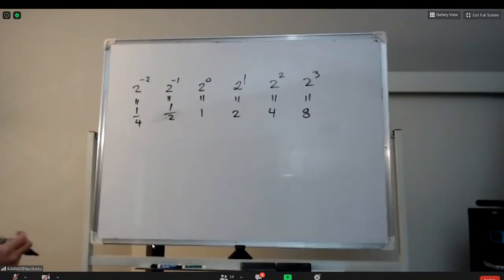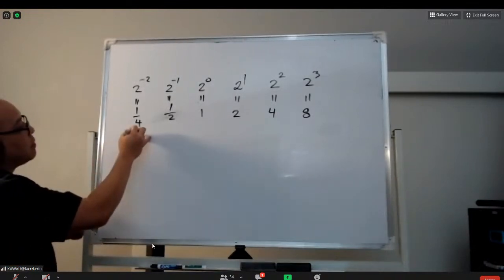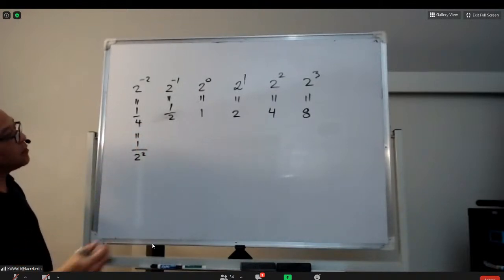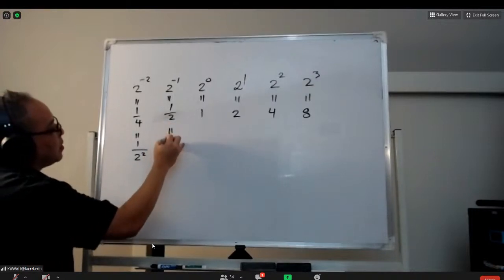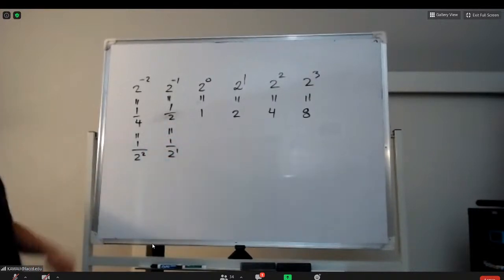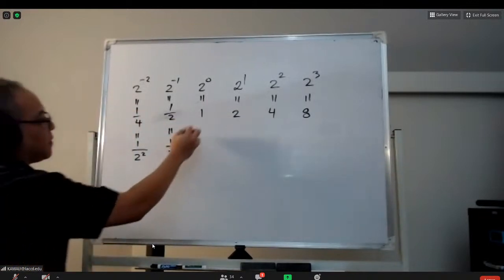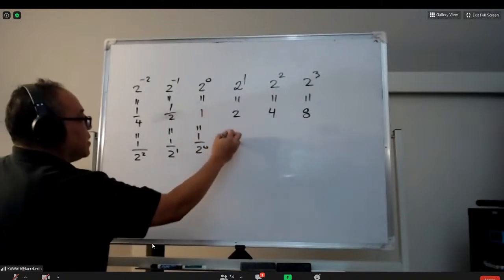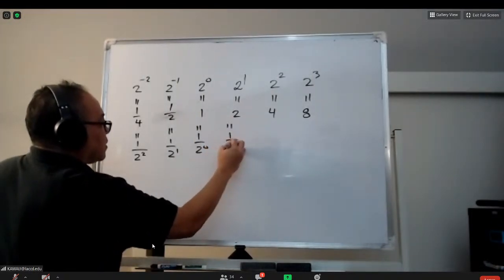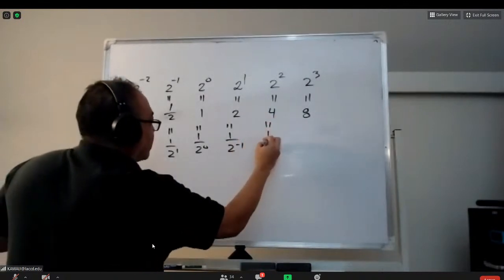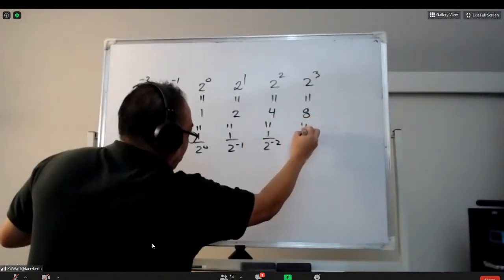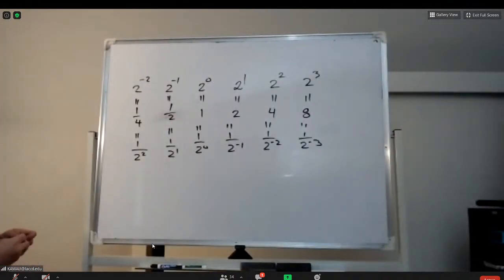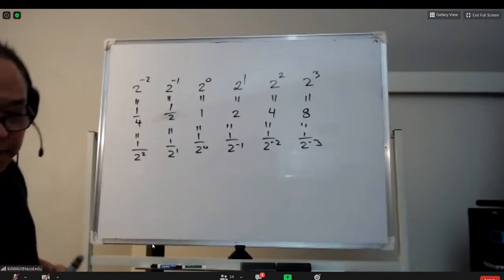All right, let's create a new pattern. 1 over 2 squared is equal to 1/4. 1 over 2 to the 1 is equal to 1/2. Right? 1 over 2 to the 0 is equal to 1. And let's keep going. 1 over 2 to the minus 1. 1 over 2 to the minus 2. 1 over 2 to the minus 3. So let's look at these patterns.